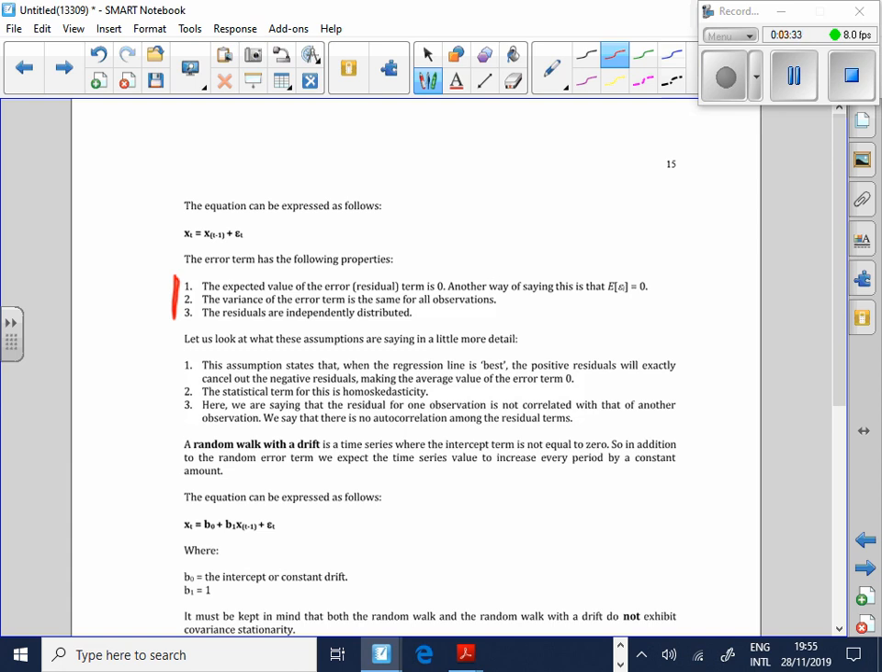The expected value of the error term is 0. You've seen these as part of your 6 rules. The variance of the error term is the same for all observations. What's that called, guys? Hetero or homo? Homo, good. And the residuals are independently distributed. We've seen all of those before, so nothing new over here. Okay, that's a random walk. So a random walk looks a bit like that on the top of page 15.